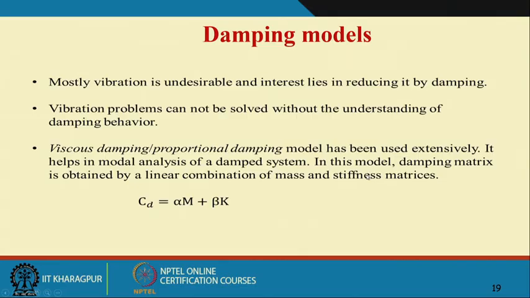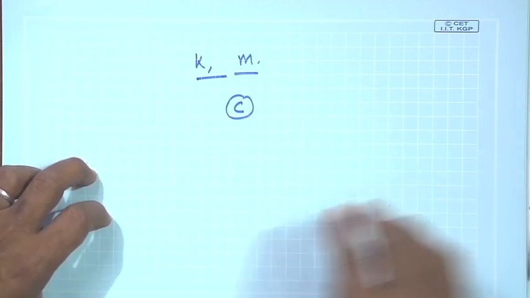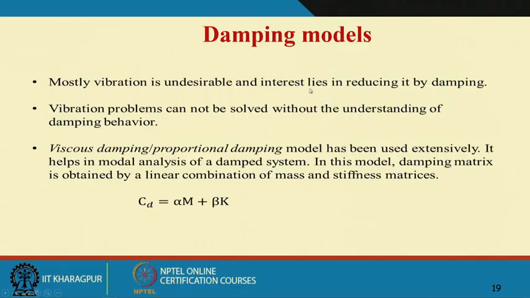Now, we have some idea regarding stiffness and mass of a system, but as you would have seen, damping controls the vibration response of many systems. Mostly vibration is undesirable and the interest lies in reducing it by damping. You would have seen the case of the dynamic magnification factor, where by changing the damping we could play around. But then there are many models of damping.